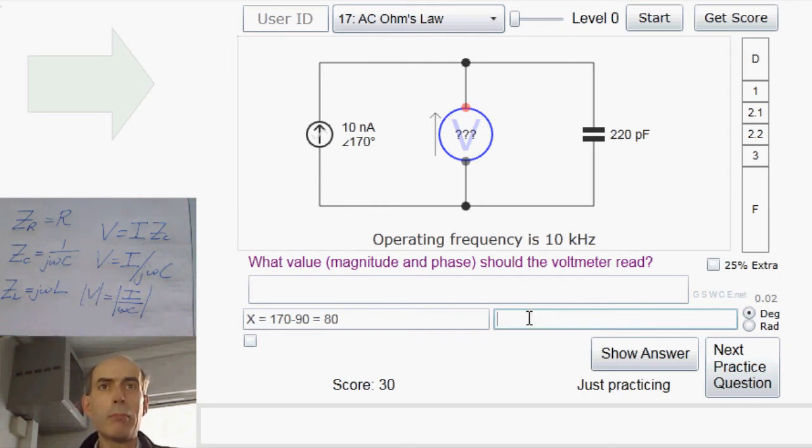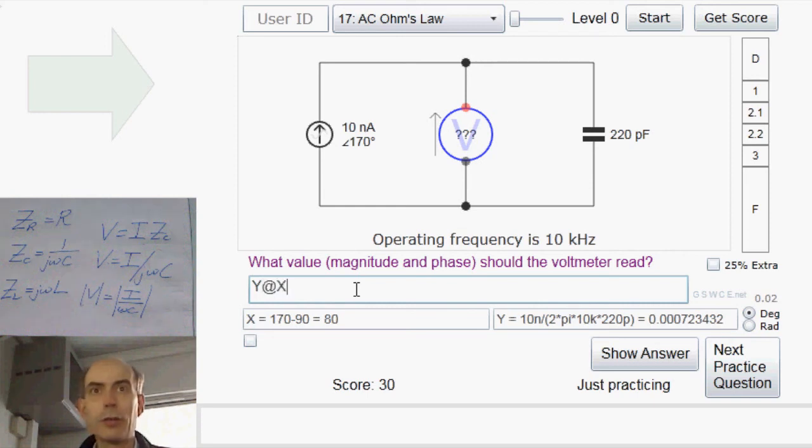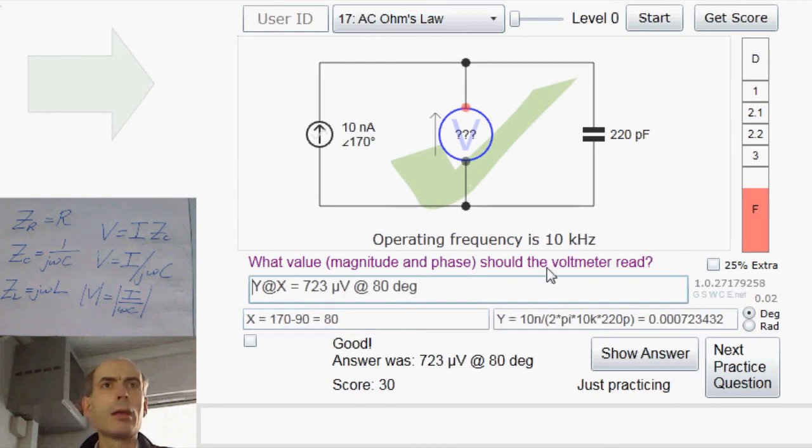So the voltage is going to have a magnitude of the current, 10 nano, divided by the frequency in radians times the capacitance in farads, which is 2 times pi. I can just type pi for pi here, times the frequency in hertz, 10k. So that's omega, that's the frequency in radians per second, multiplied by the capacitance in farads, 220 pico. So that is the magnitude. And then I could just say y at x, which is a phasor of magnitude y and phase angle of x. Great.